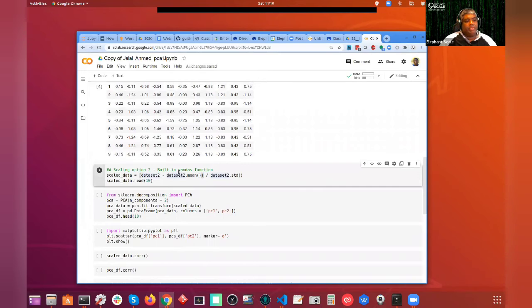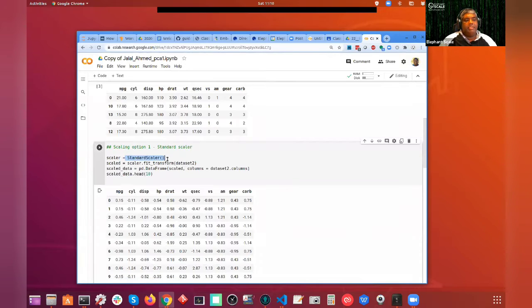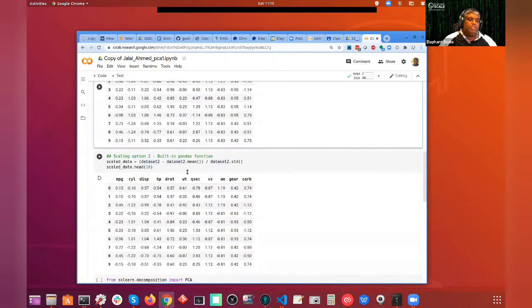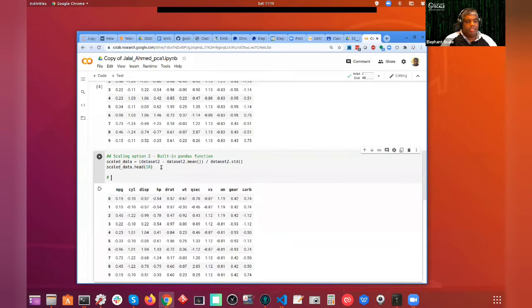Very good. So another option, I'm just showing you both options. So here you can do standard scaler, right? Or you can just use a built-in pandas version, right? So if you look at the formula, what am I doing? It's x minus the mean of the data, right? And then I'm dividing this by standard deviation. That's basically the idea.